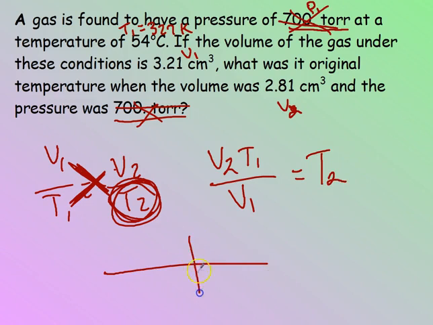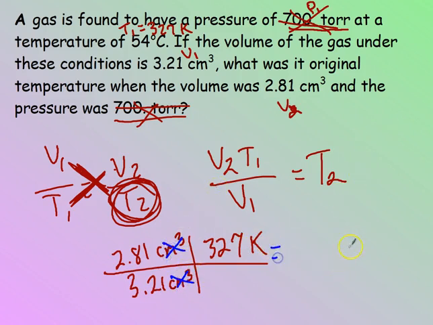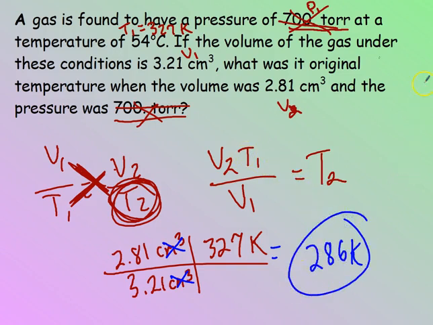So I just plug it into the little table here. Volume 2 I said was 2.81 centimeters cubed. Temperature 1 I said was 327 Kelvin. And volume 1 was 3.21 centimeters cubed. Looking at this, centimeters cubed will cancel out, so I'm left with Kelvin, a temperature, for my answer. I'll multiply 2.81 times 327 divided by 3.21. And I got 286. So that would be the new temperature right there.